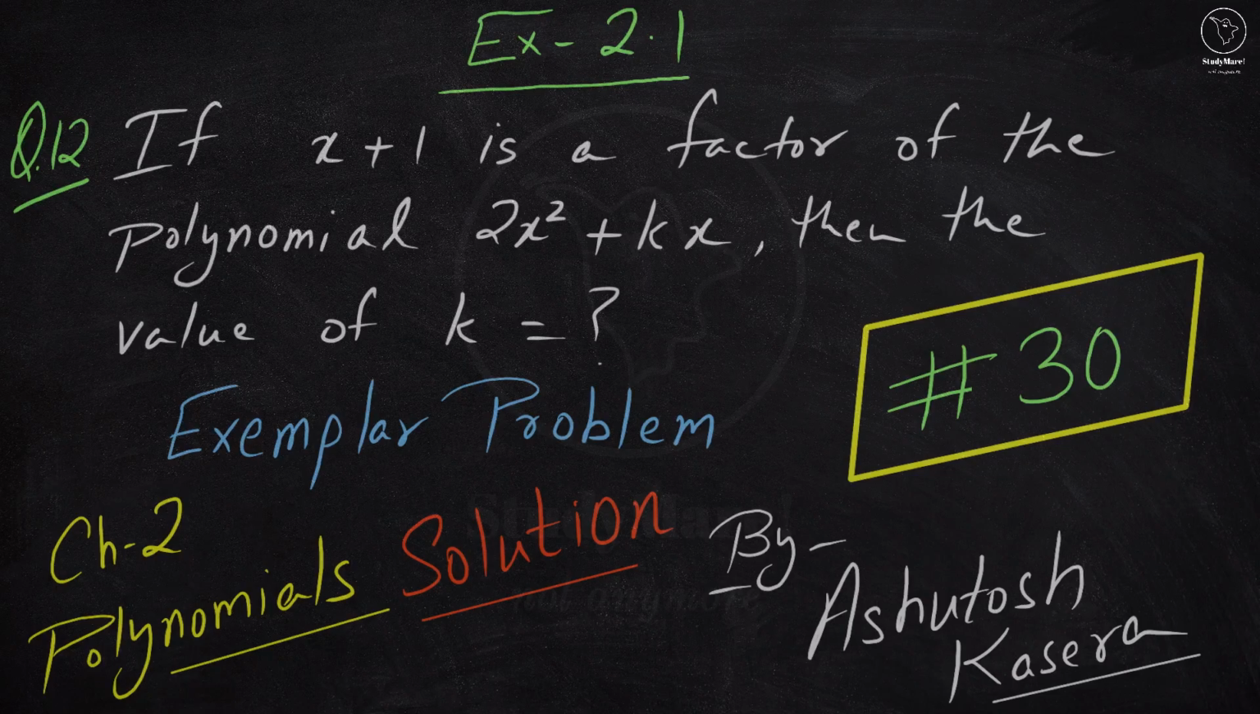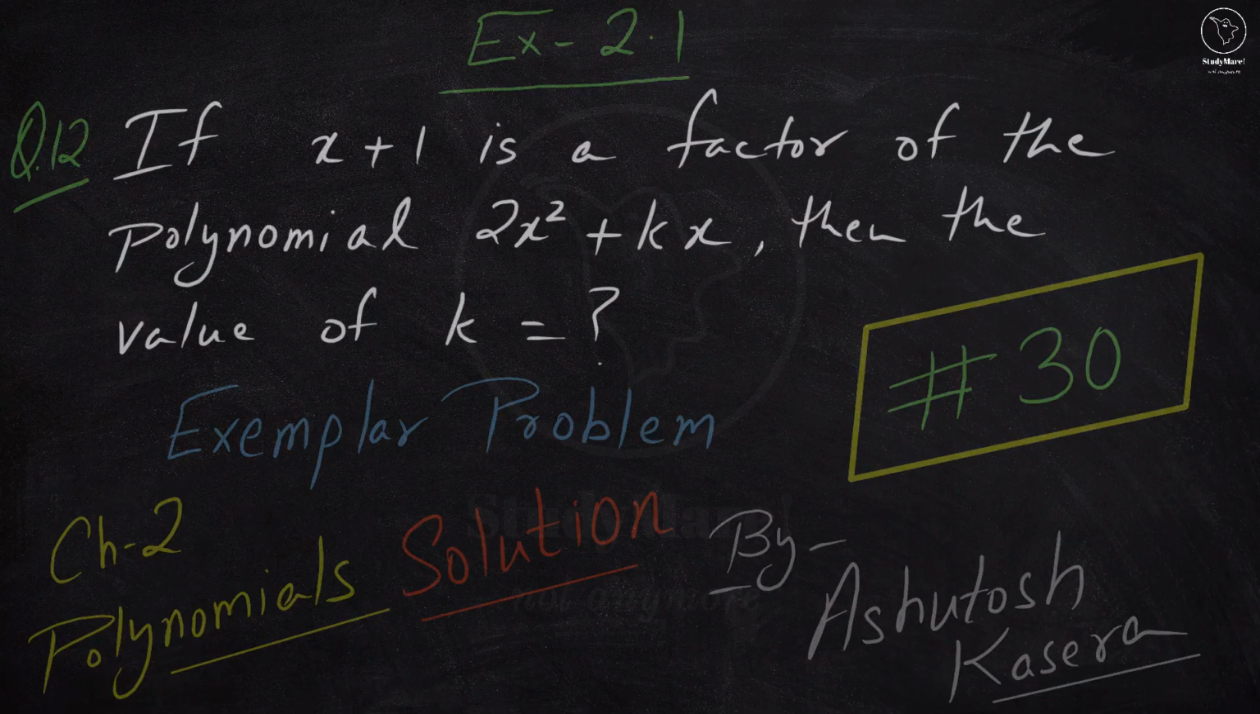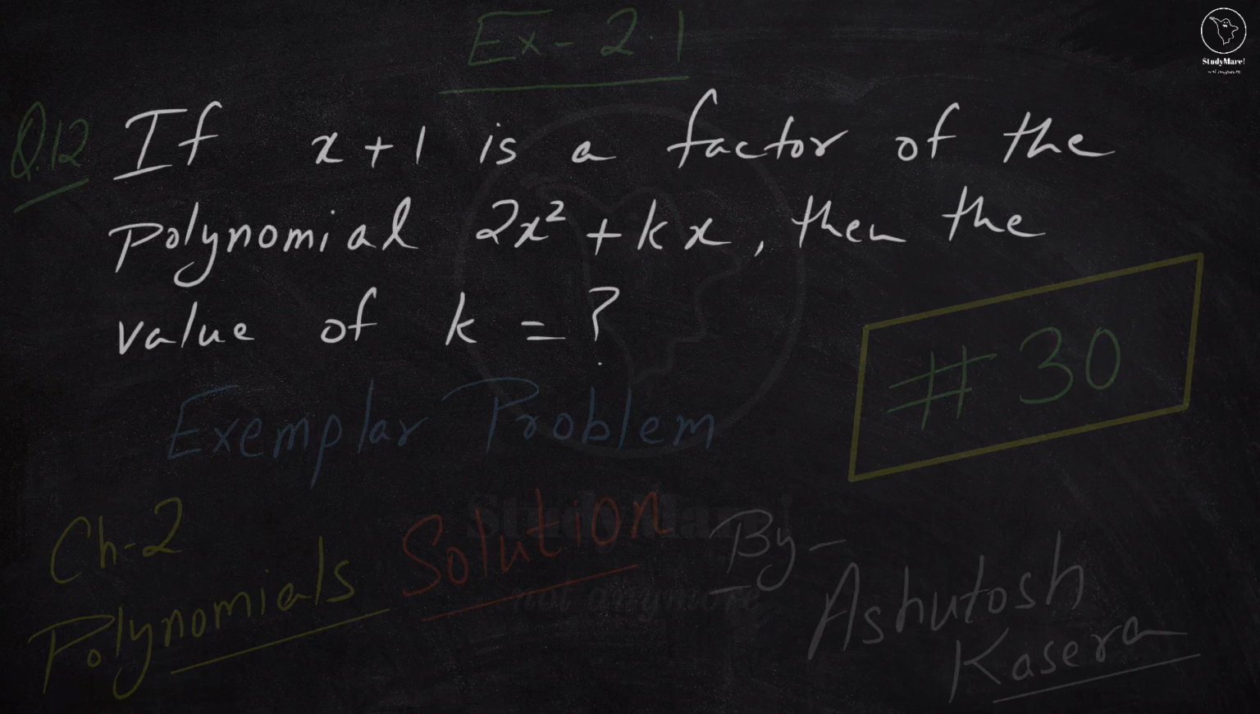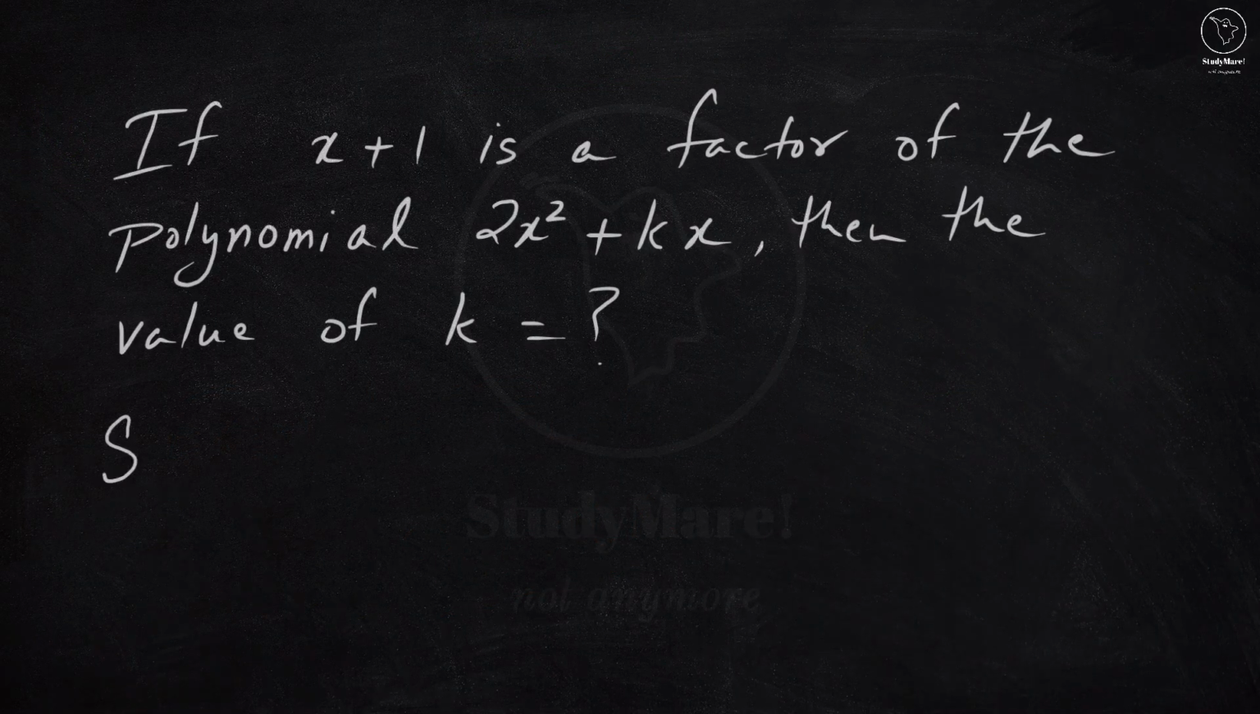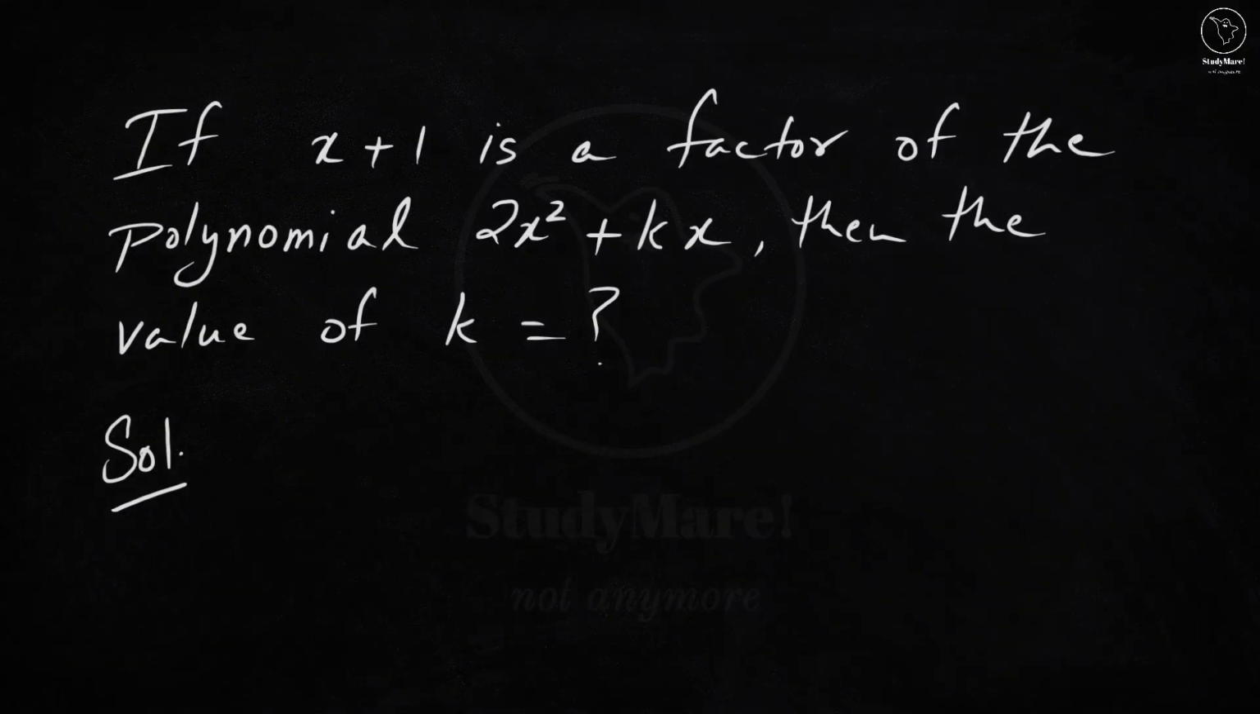If x plus 1 is a factor of the polynomial 2x² plus kx, then the value of k is what? Don't get scared just by looking at the question. Rather, start solving it. Let's see how we can do this in just a few simple steps.